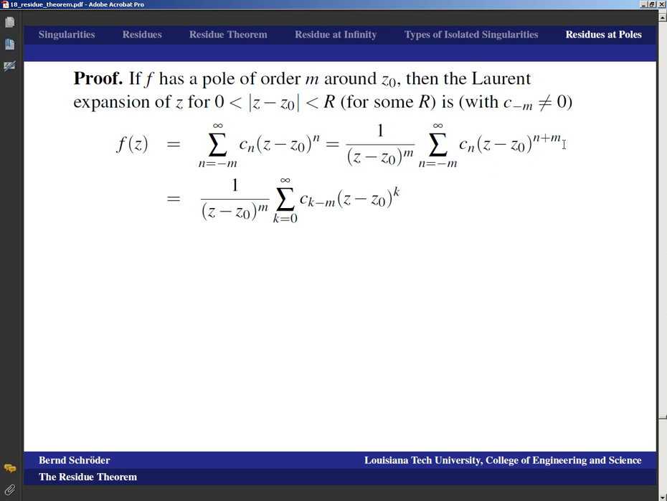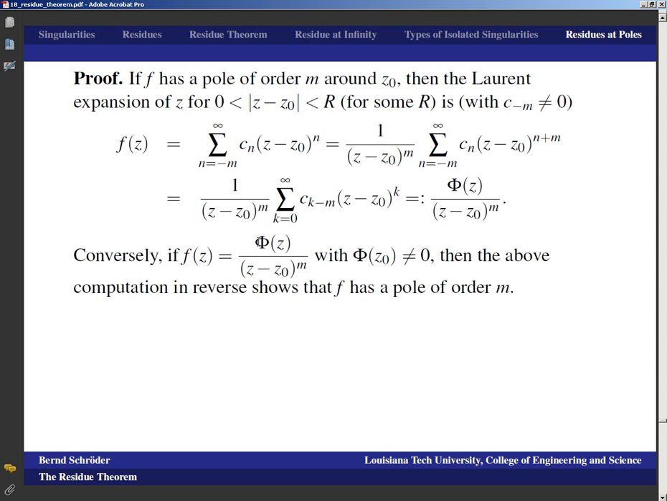Then we do an index shift, k equals n plus m, which means that the exponent becomes k. If k equals n plus m, then n equals k minus m. That works out too. When n equals negative m, k equals 0, and when n goes to infinity, k goes to infinity. So this sum becomes this sum, and the 1 over (z minus z0) to the m, of course, we just kept. And now this thing here is an analytic function, so that is our phi of z divided by (z minus z0) to the m.